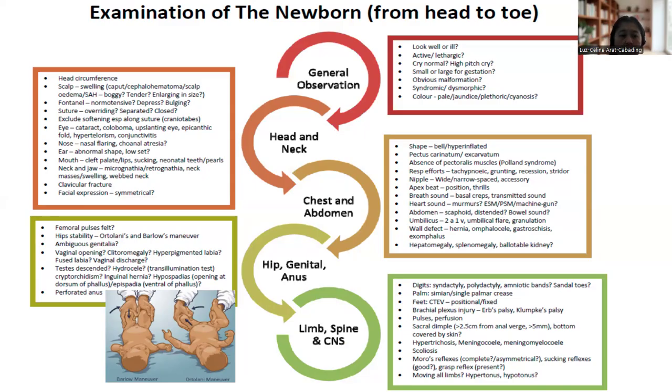We will talk about that later. We look at the fontanelle, suture, so be familiar with this term now, the eyes, the nose, the mouth, all the facial features. And then we go down to the chest and the abdomen. Here we look at the shape. Is it hyper inflated? The belly. We look at the nipple, the abdomen, the umbilicus.